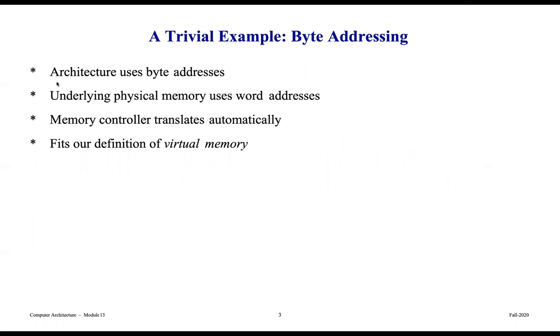A trivial example, let's talk about byte addressing. Architectures use byte addresses, and we talked about that previously. A byte could be like 8 bits. The underlying physical memory uses word addresses. The memory controller translates this automatically, so it's like a language translator, if you will, and this controller would actually fit in between. So this fits our definition of virtual memory.